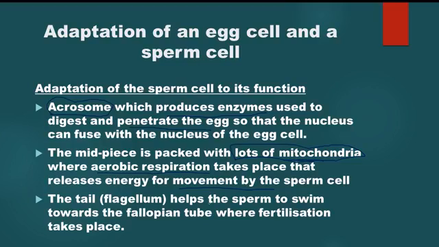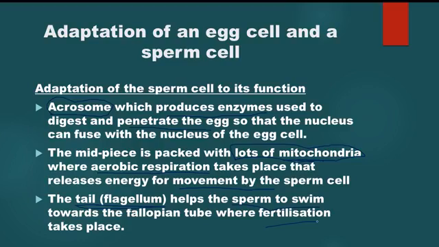And finally, the last adaptation on the sperm, we have the flagellum or the tail. The flagellum or the tail helps the sperm to swim or to move towards the fallopian tube where fertilization takes place. Three adaptations of the sperm: acrosome, mitochondria in the middle piece, and the tail or flagellum.